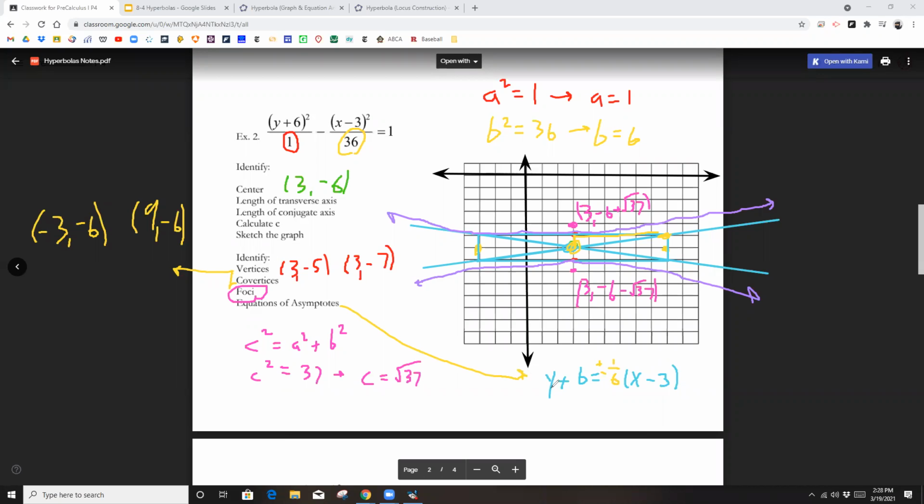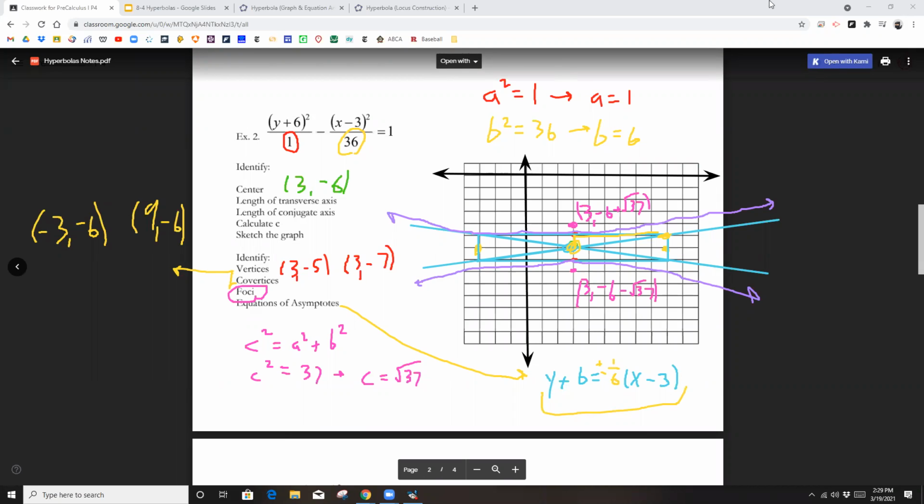Y plus 6 equals plus or minus 1/6 times x minus 3. So that's really two equations in one. The only difference between the two is one has positive 1/6 as the slope, one has negative 1/6 as the slope. So we can just write it as one equation like that.